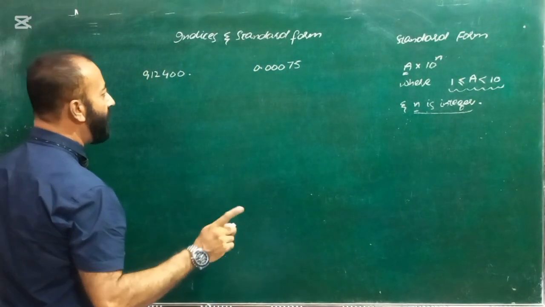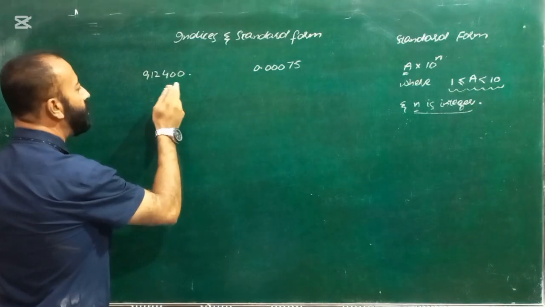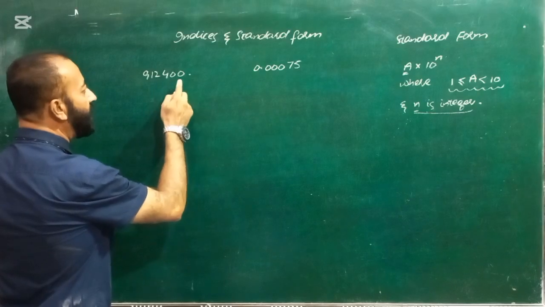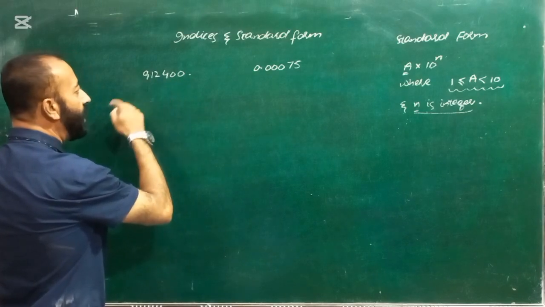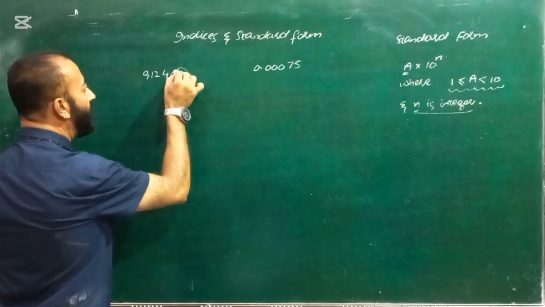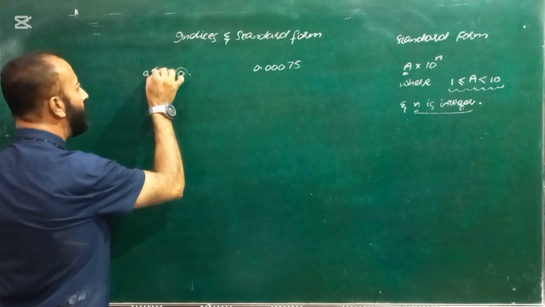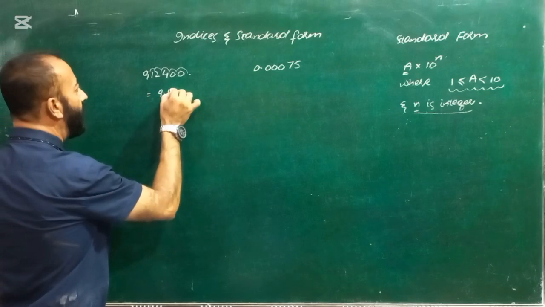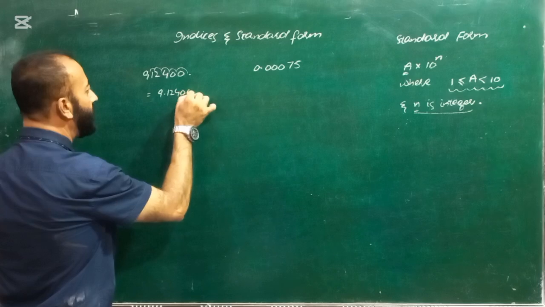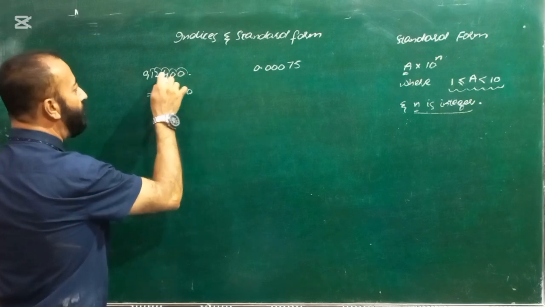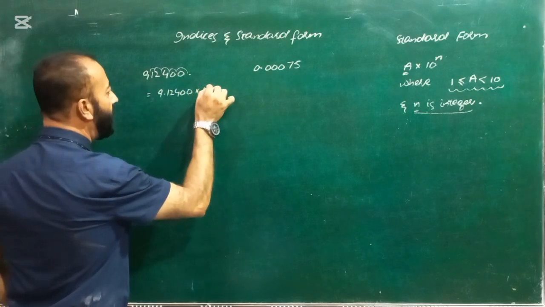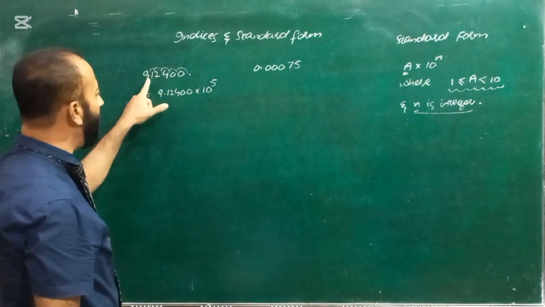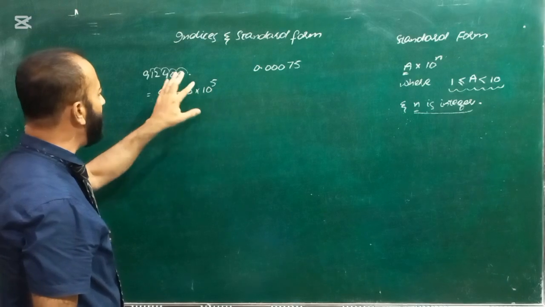So listen and remember, if the point goes to the left-hand side, the power will be equal to the number of places the point moves to the left. So look now, the point will move from here 1, 2, 3, 4, and 5 places. So it will become 9.12400 because it has moved 5 places to the left. That's why it is 10 raised to the power plus 5. So if the point moves to the left, the power will be equal to the number of places the point moved to the left.